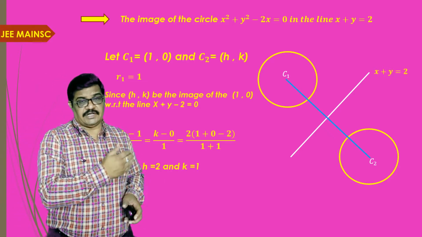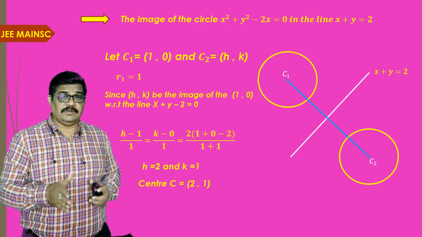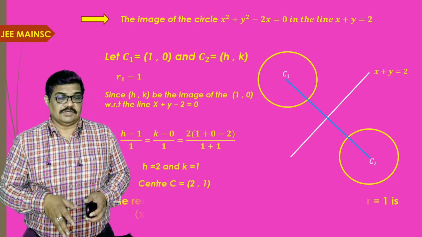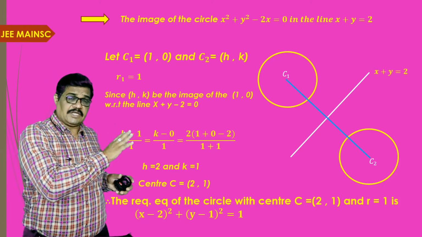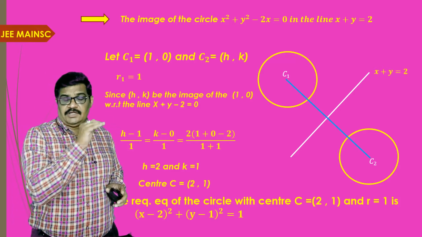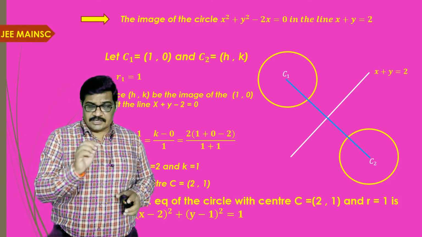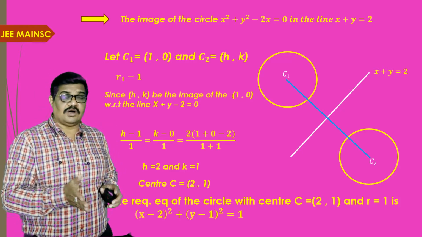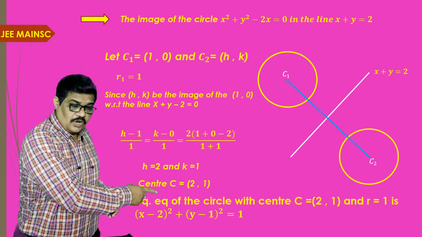From that we are getting the h and k values. Here h is equal to 2 and k is equal to 1. These are the coordinates of the required circle's center, that is C2, we are getting (2, 1). And the radius is the same. Why? Because it is the image of the given circle, so these two circles have the same radius. So the radius of the required circle is nothing but the radius of the given circle, since these two are images of each other. So the center we are obtaining is C = (2, 1).